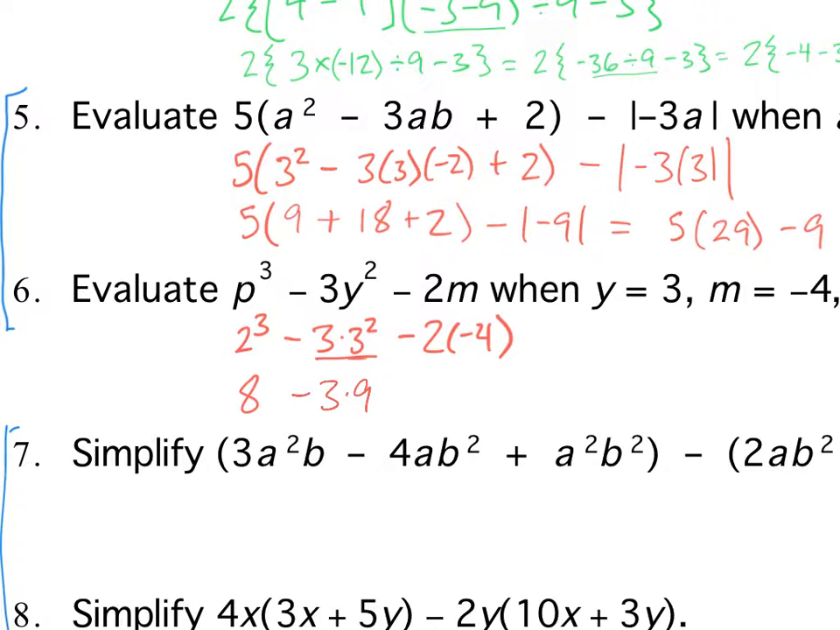And then negative 2 times negative 4 makes a negative 8 on the last term.